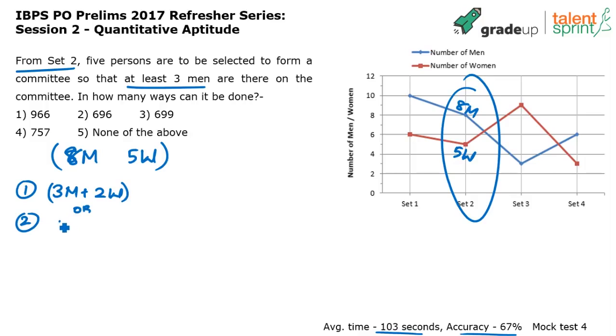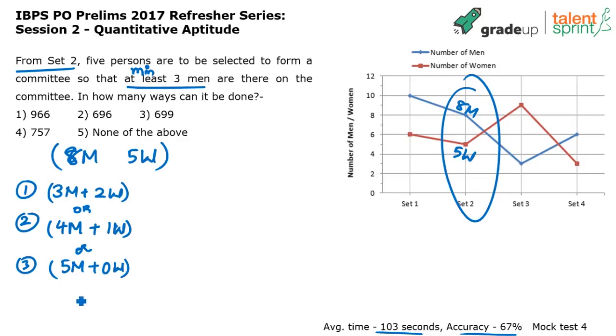Or remember, what is the other way? 4 men plus 1 woman. Or what's the third way? 5 men and 0 women. You understand? So there are 3 different groups that can be formed. 3 different ways in which this can be done. We can choose 3 men with 2 women, 4 men with 1 woman, 5 men with 0 women. Remember, at least 3 men. So minimum 3 men. At least is what? Minimum 3 men have to be there in the group. So minimum 3 are always there, right? 3 or more than 3. So 3 or 4 or 5.